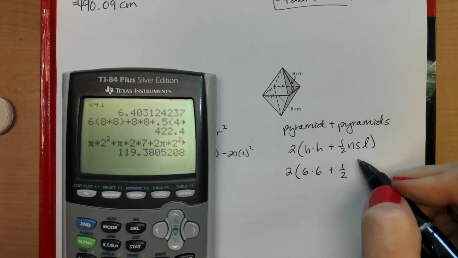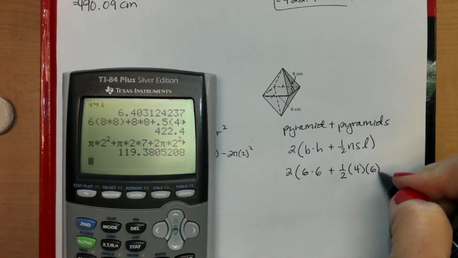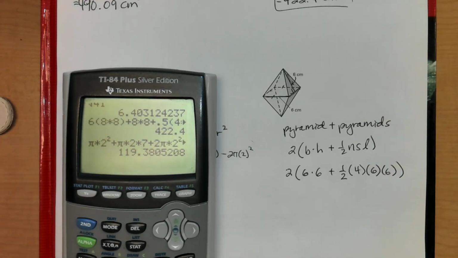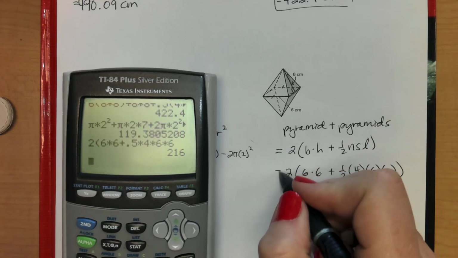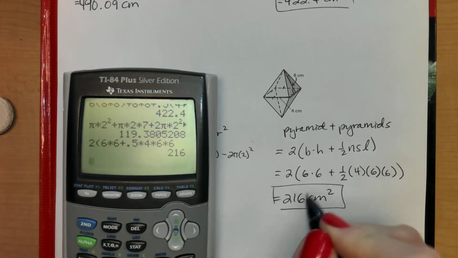And then 1/2, and n, number of sides, that's 4. Side length is 6, and slant is also 6. So 2, and then parentheses, 6 times 6. Remember, change that half into a 0.5 times 4 times 6 times 6. And we get about 216 centimeters squared.